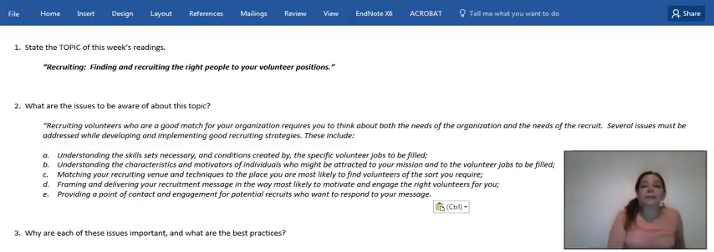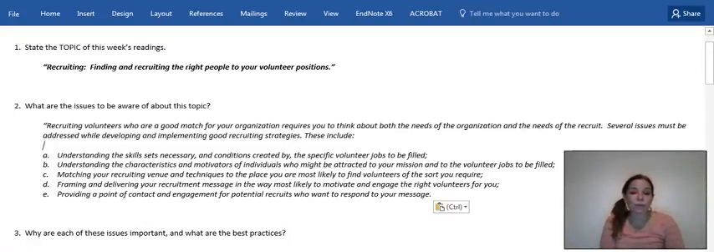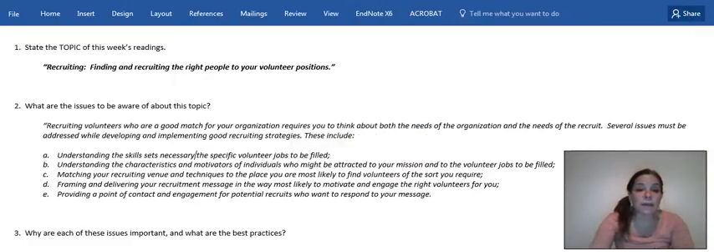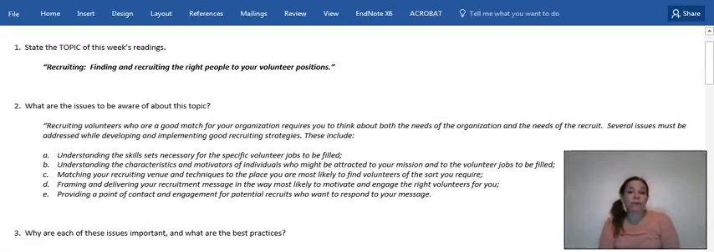Now, besides that one overriding idea, they seem to make 5 points, all right? I actually don't like my first point. I think I must have written it when I was very tired because it's not that understandable. But it says understanding the skill sets necessary for the specific volunteer jobs to be filled. I'm just going to take this out because I don't even know what I meant by it. All right, so that's one thing, understanding the skill sets necessary for the specific volunteer job to be filled.